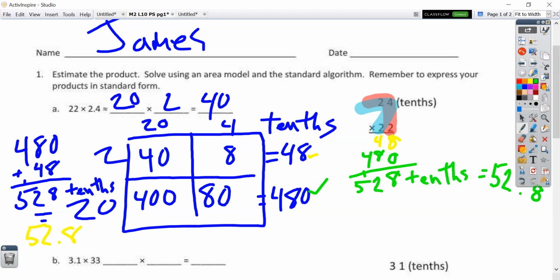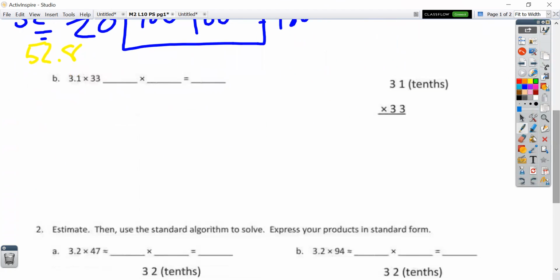Okay, now I would like you to try to do those exact same steps down here. Let me help you estimate though. Well, it's close to, oh, I forgot the approximate sign here. Do you notice that? I hope somebody noticed that. Let's get the approximate sign in here. Well, it's approximately 3 times 30. So our answer should be close to 90.